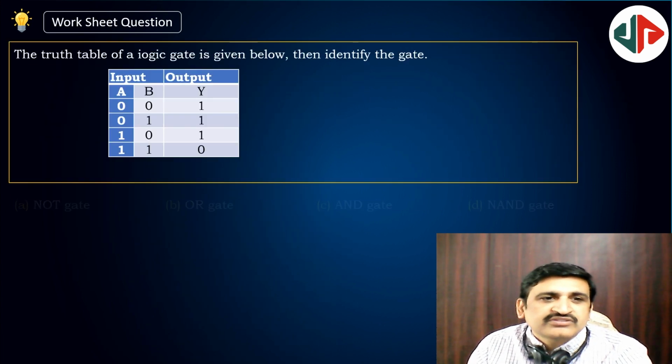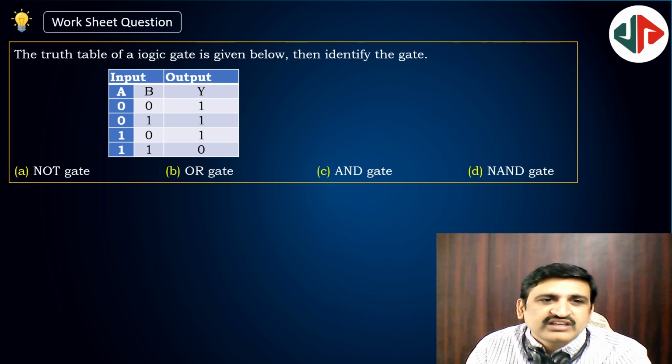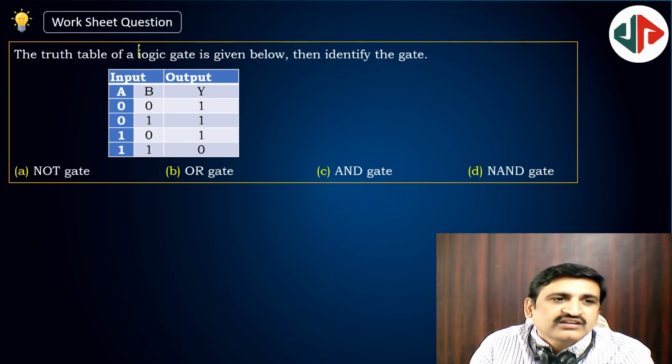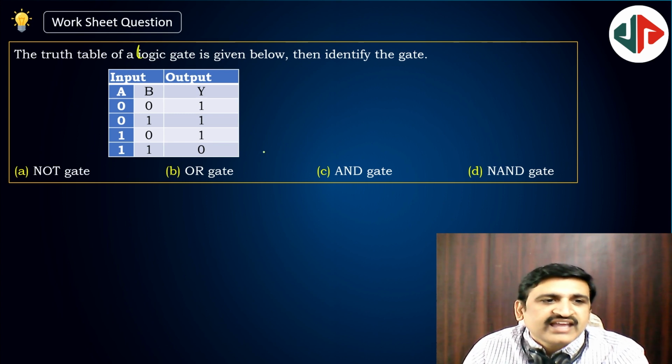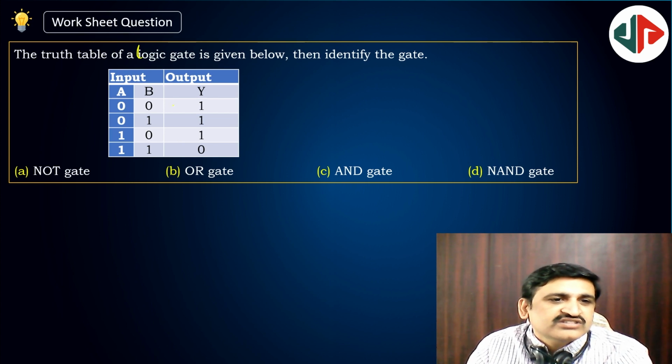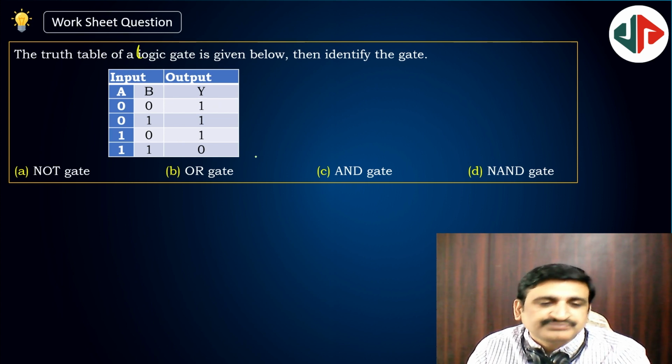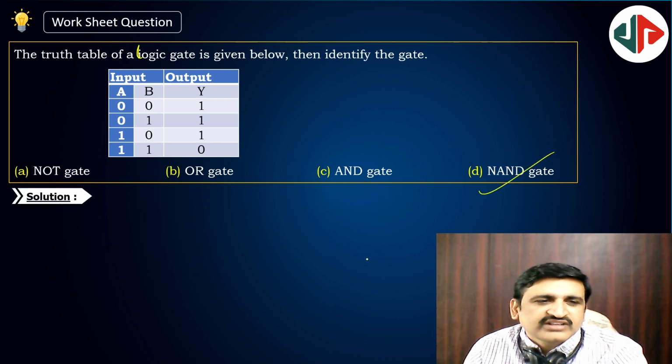The truth table of a logic gate is given below. Then identify the gate. This is 0, 0 gives 1; 1, 1 gives 1; 1, 0 gives... This is nothing but a NAND gate. You need to know the tables.